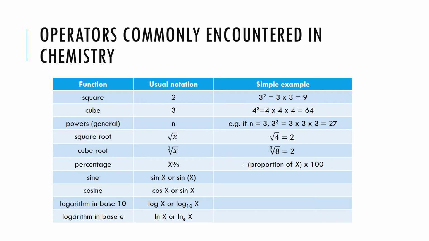Now, there are a number of operators that are commonly encountered in chemistry, right? Some of them are very, very simple. Some of them are a little bit more complicated. So have a look through that table, have a read through the relevant chapter in the Monk and Monroe textbook, and familiarize yourself with these. Things like logarithms and cosines and sines, we will come across these as we go throughout these mathematics tutorials.